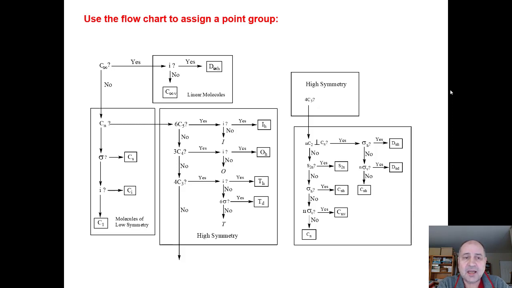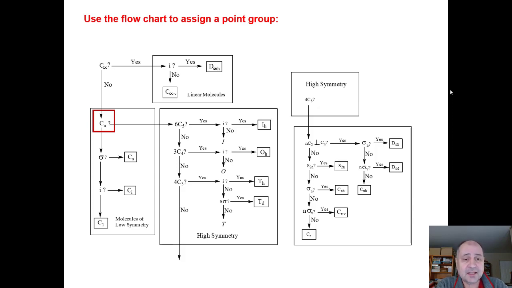And what I've done is I have chopped it in half and put it side by side. If you look at this higher symmetry block here, I have it separated from the lower symmetry block, but essentially you start at the C infinity question mark. So you ask a question, you decide if it exists in a particular molecule or not. If yes, you go towards the side where it says yes, and you ask the next question. If it's no, you go down the other path, and you keep going until you get to the end, and then you have yourself a point group.